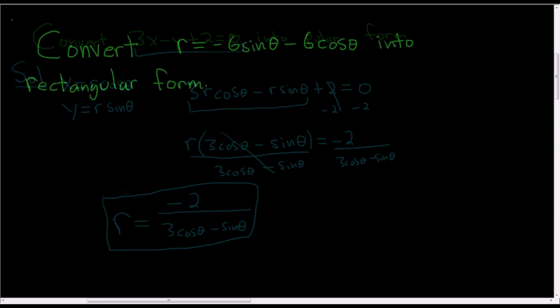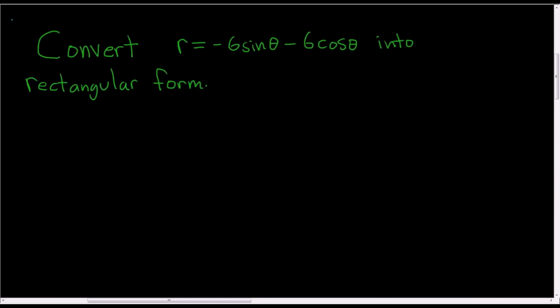I hope this helps. So we have an equation in polar form, and we have to convert it to rectangular form. Solution. There's a couple formulas we can use. One is x equals r cosine theta. Another is y equals r sine theta.